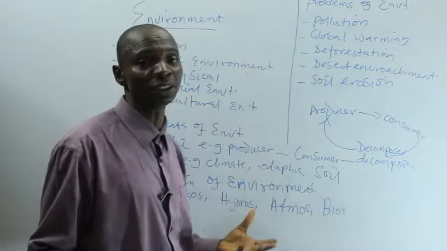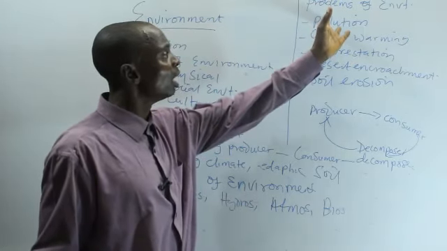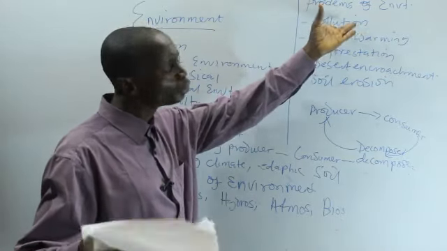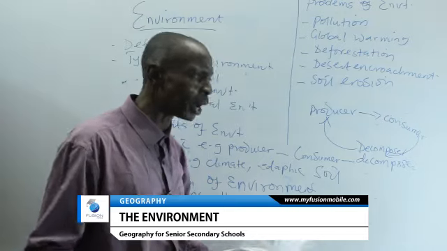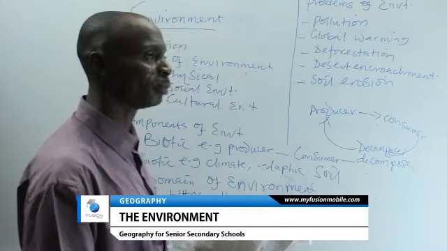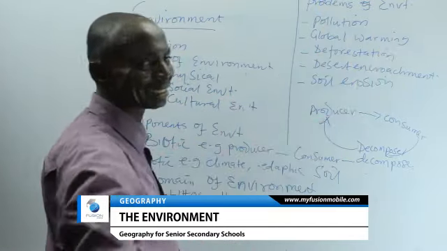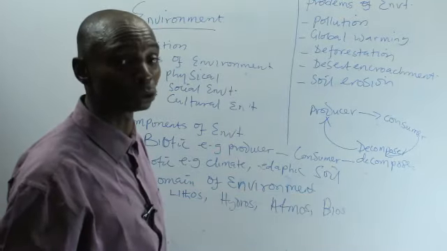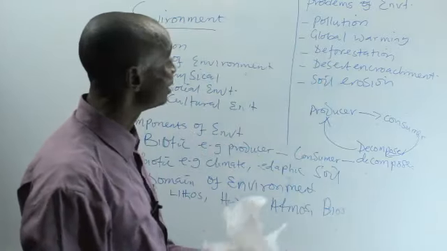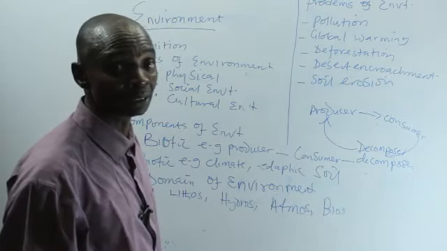Pollution from industry, industrial pollution. When we talk about pollution from the industry, number one, it affects the environment. Pollution from the cars that we drive on the road. Some of them bring out exhaust that are not healthy to the environment.